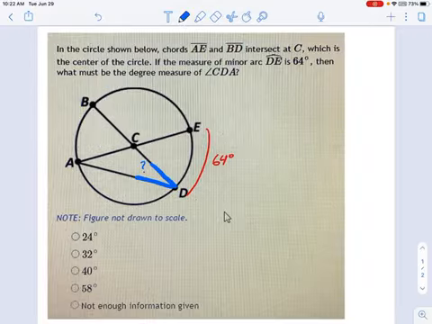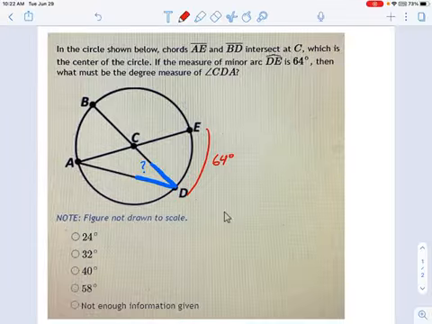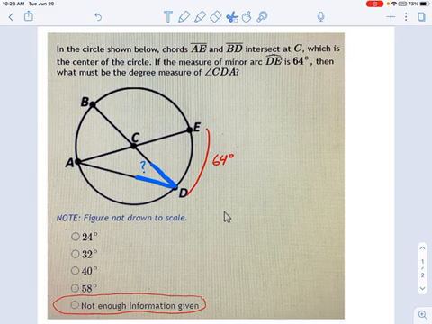And I don't want to imply at any point that you can always solve these sorts of problems. Sometimes not enough information is given. So that is an answer that may happen. Let's get into this now.